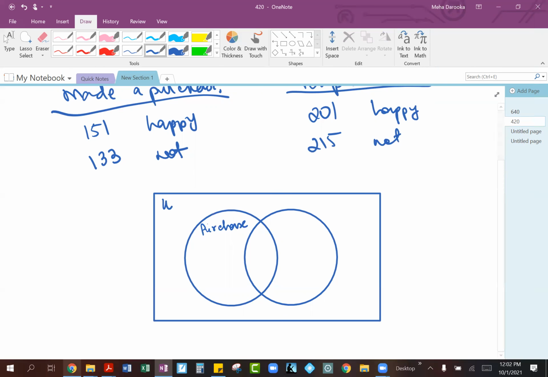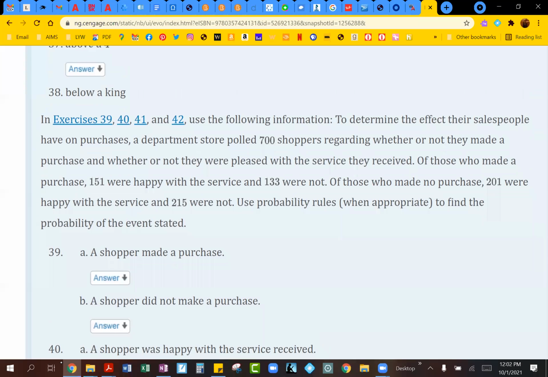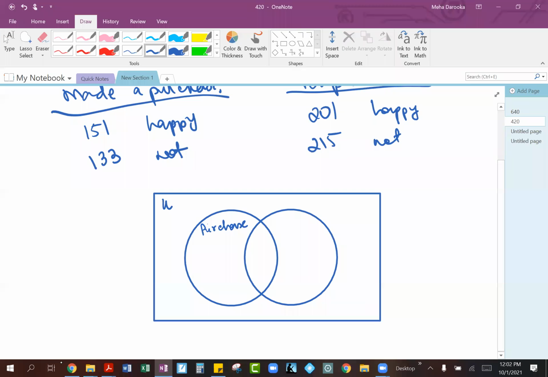And they're kind of telling us that in that instruction, right at the top, because they're saying regarding these shoppers, the department wanted to know whether or not they made a purchase and whether or not they were pleased with the service. It was about purchase and service, right? So those actually tell you those will be our two categories here. Let's actually write this guy as happy with the service.